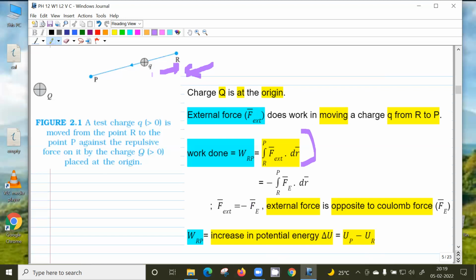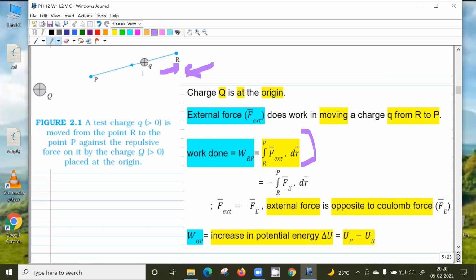Why will it be more if q is more? Sorry, sir, I don't get it. See, the work done in moving q from R to P will be more if the charge value q is more. If q is 1 coulomb, then some amount of work is done from here to here. If q is 2 coulomb, what will be the work done to go from here to here?